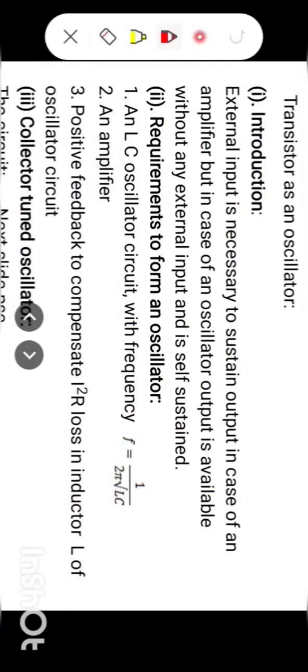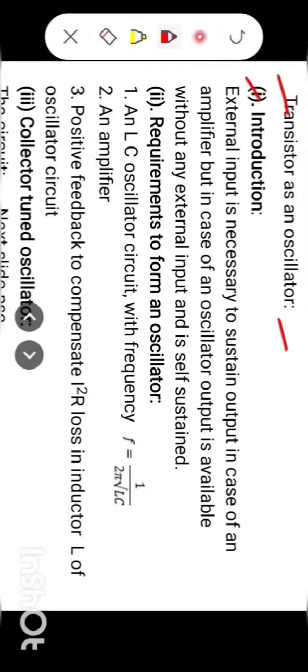Hello friends, continuing with the topic of transistor, today we come to the next part of it, transistor as an oscillator. Previously we have studied the applications of transistor as a switch and transistor as an amplifier. Then we studied feedback amplifier, which was essential to understand an oscillator. Now we come to transistor as an oscillator, which is another application of transistor.